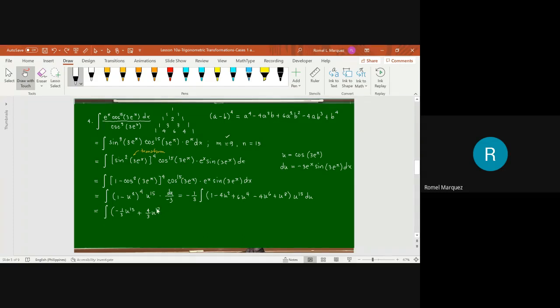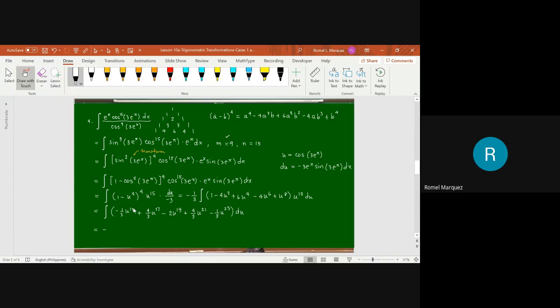Check my product, guys. Minus now, 6 over negative 3, so that is negative 2. Am I right, guys? 2 u to the 19. And then plus again 4/3 u to the 21. And then finally negative 1/3 u to the 23rd. Okay, guys? So let's now integrate every term.